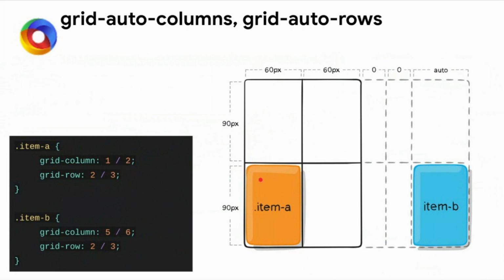So column one is here. It starts with one and ends with two. And the grid row should be two and three. Sorry, in the column it starts with one and ends with two, and the grid row starts with number two, the second one, and ends with the third. So like that he has created one item.